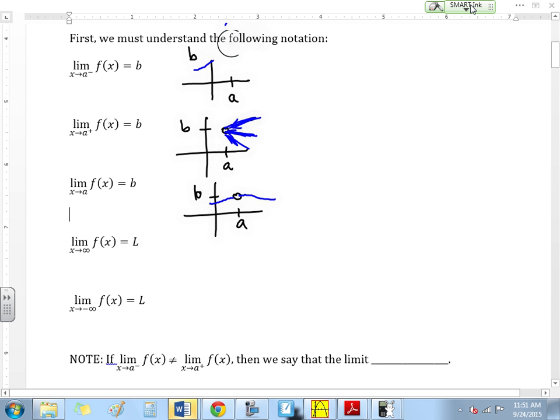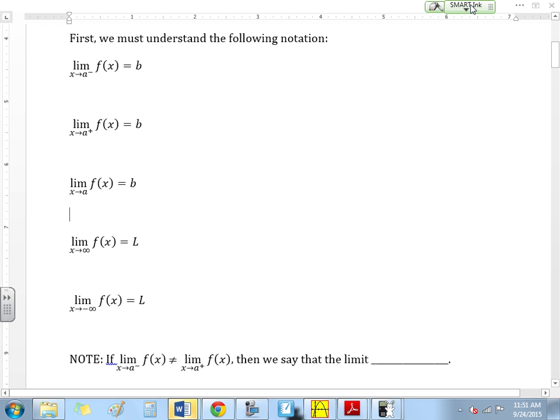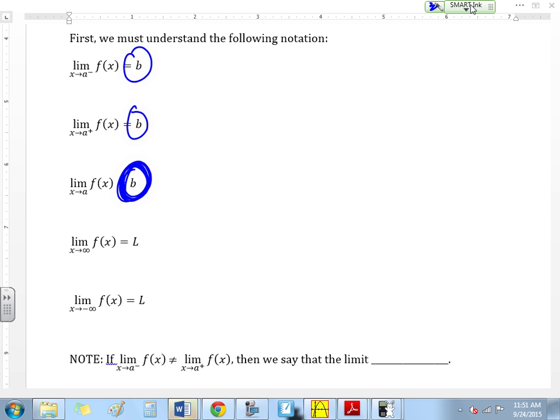Now let's go to the next one. The next one's a little different because we're not going towards x equals A anymore. Now we're going to x equals infinity. Oh, by the way, on that last one, I think you guys had an L right there. The first three should say B, B, B. Sorry about that, that was a typo. Fix that. But the next one's L. I chose L for the letter.